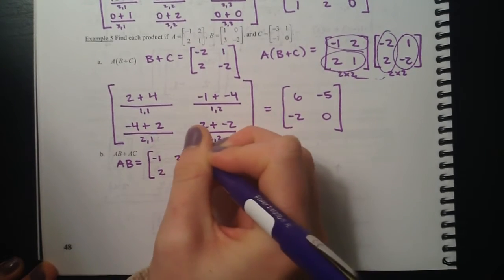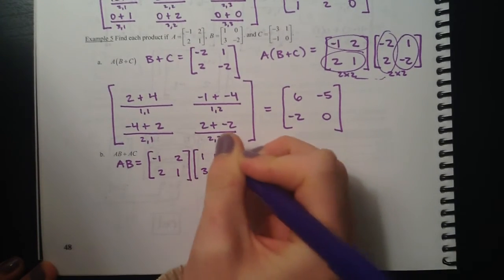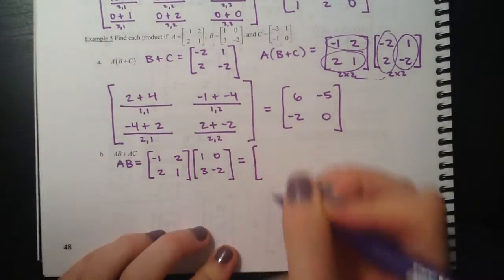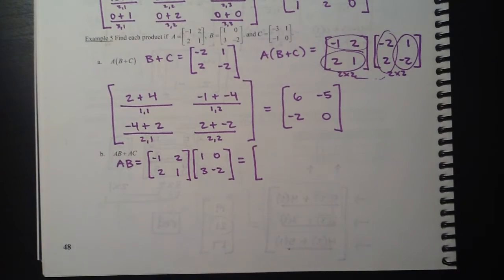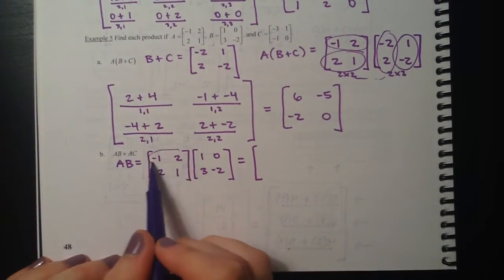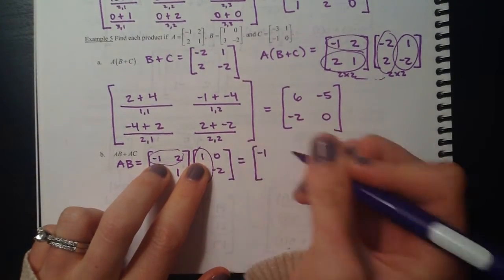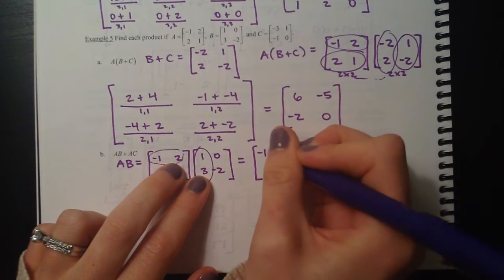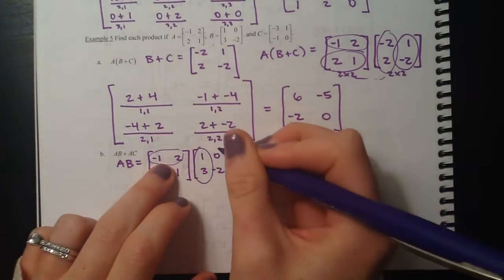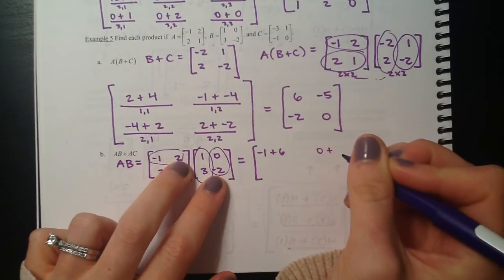So here's A, and I want to multiply it by B. Okay, so we've done enough of this matrix multiplication. I think we can do it fairly quickly. So this first spot is going to be the first row, first column. So -1 times +1, 2 times 3. Okay, now I'm going to move over to the first row, second column. So -1 times 0, 2 times -2.